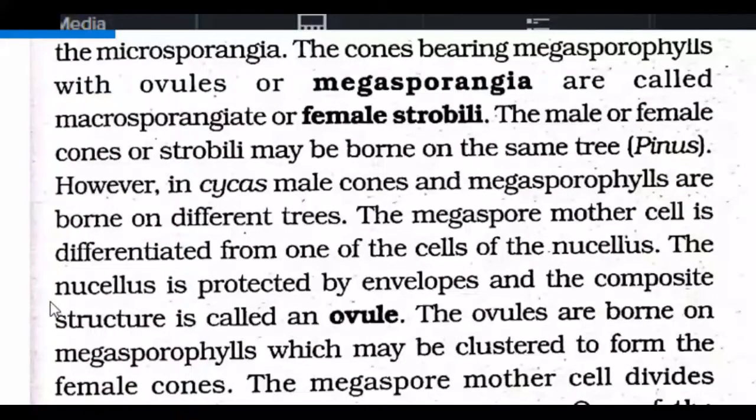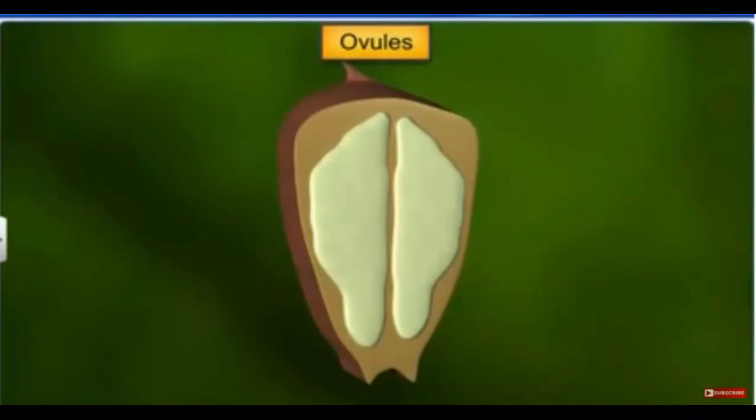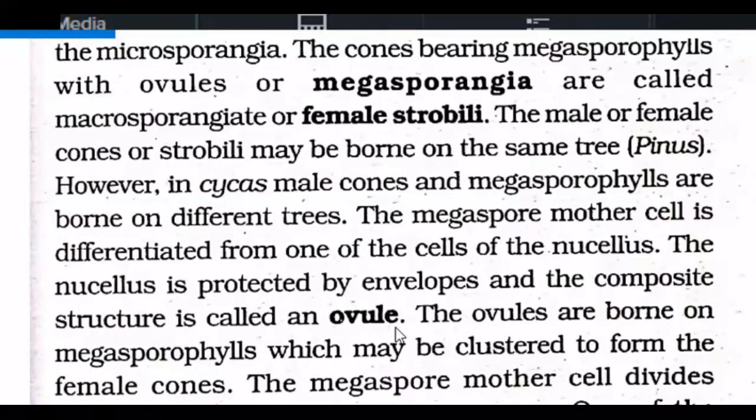Listen. The megaspore mother cell is differentiated from one of the cells of the nucellus. The nucellus is protected by envelopes and the composite structure is called an ovule. The nucellus is protected by what? Envelopes, or we can call them integuments. So this ovule can be called an integumented ovule or integumented megasporangium. So the nucellus is protected by envelopes and the composite structure is called an ovule.